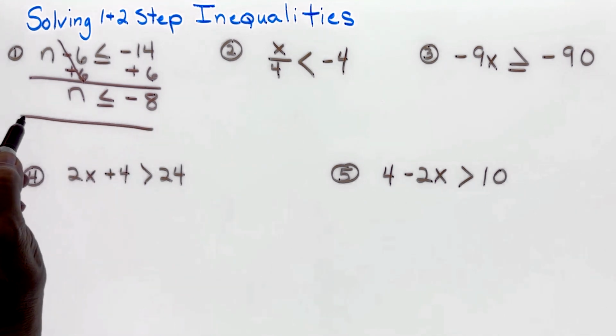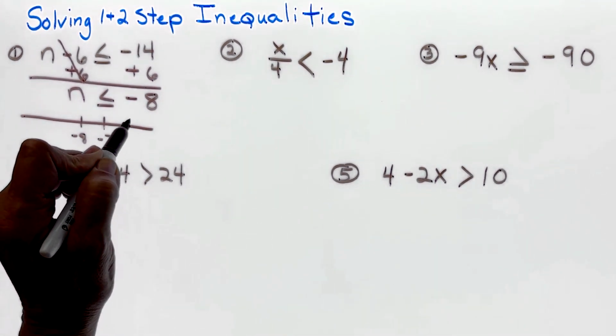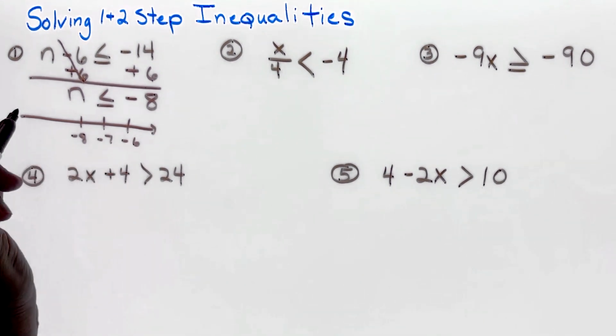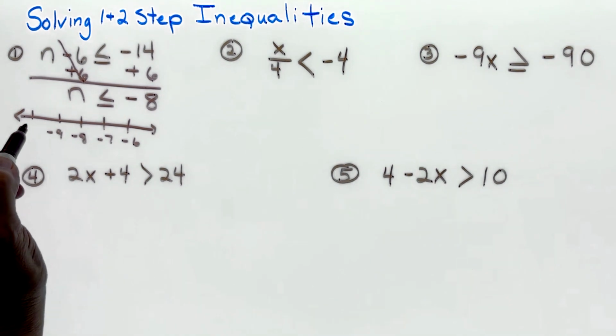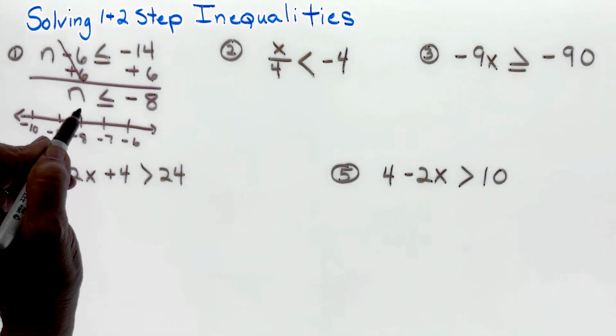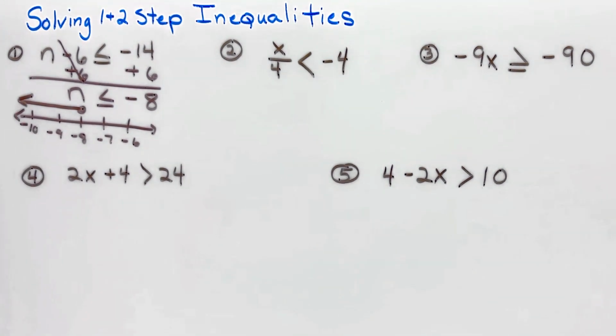And when you go to graph that, I put my negative 8 in the middle, then negative 7, negative 6. We're just going to graph this one. We won't be graphing all of them. Negative 9, negative 10. And it's going to be a solid circle. And since n is less than, it's going to be going toward the smaller numbers.